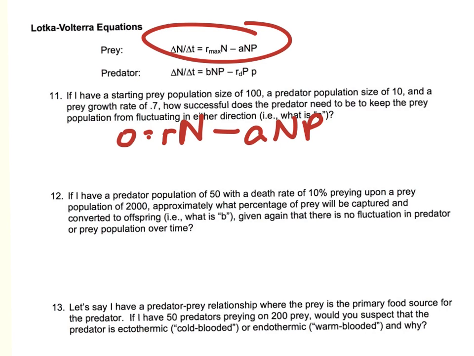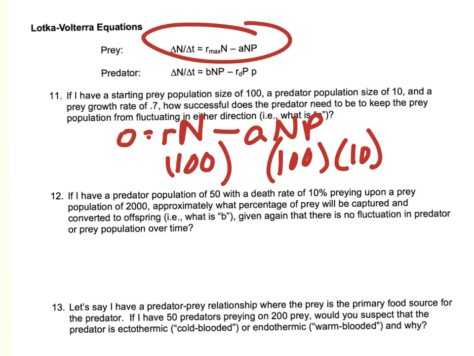So we've got a starting prey population of 100, that's N, right? And we have a predator population size of 10, and we have a prey growth rate of 0.7. Okay, how successful does the predator need to be to keep the prey in population? So that equals 0. So all they have to do is solve this equation for A. And if they solve the equation for A, they should get 0.07.